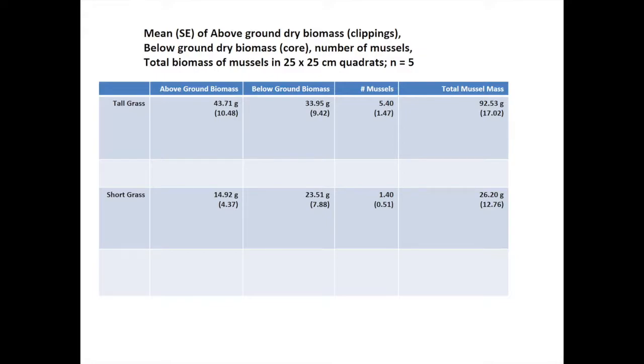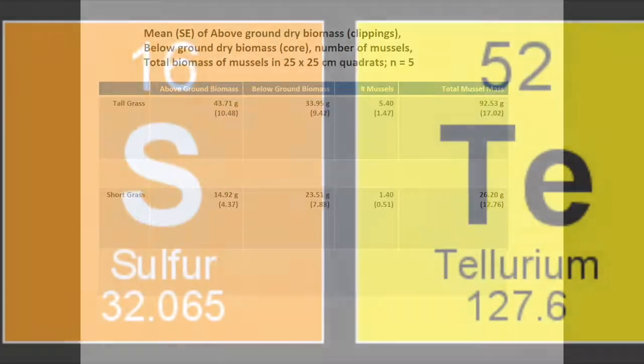But let's look at the mass of the mussels. The ecosystem effect, the pumping effect, the filtering effect of mussels is far more related to their total mass than to just their number. We might have a lot of small mussels in one, large mussels in the other, but we can again see that there's a very large difference in mussel mass in the tall grass versus the short grass. So the functioning of those mussels would be far greater in the tall grass patches than in the short grass.